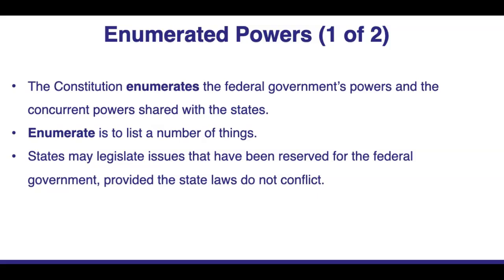How about enumerated powers? The Constitution enumerates the federal government powers. It's concurrent with the powers shared by the states. It's listed out by a number of things, and a state might legislate issues that have been reserved to the federal government, provided the state laws do not conflict. So the state can have their own laws, and they can make things more stringent, is what this is saying, but you can't have conflicting laws, and it's up to your representatives, right?